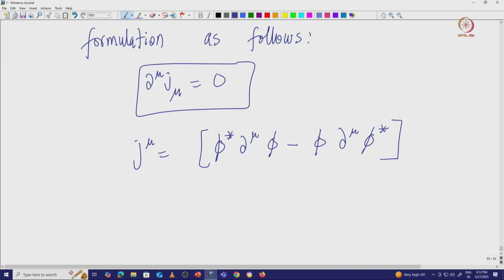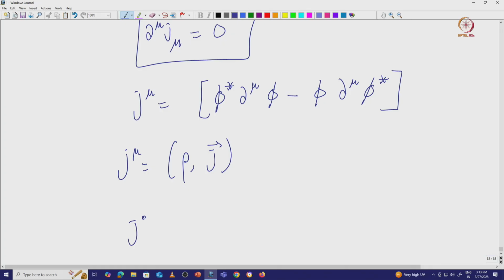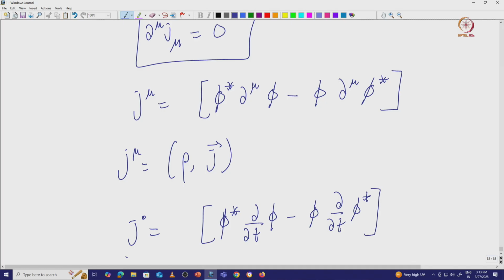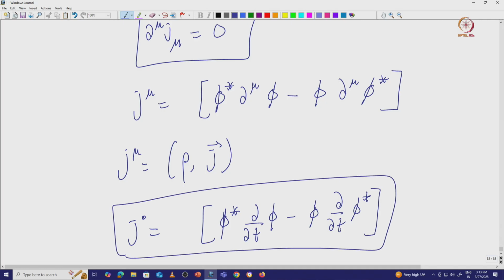Now, let us look at the components of J mu. J mu is the probability current, the 4-component object, with components rho and J bar, the flux. Now, rho, which is J0, is phi star del by del t phi minus phi del by del t phi star.